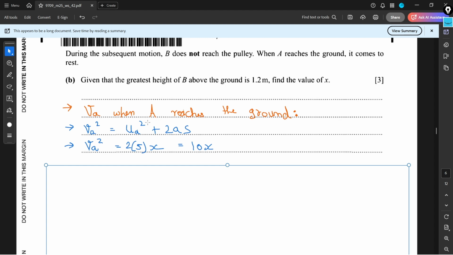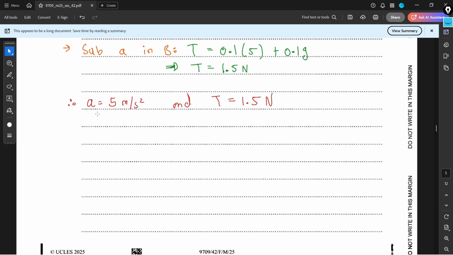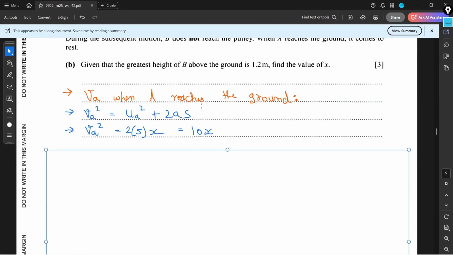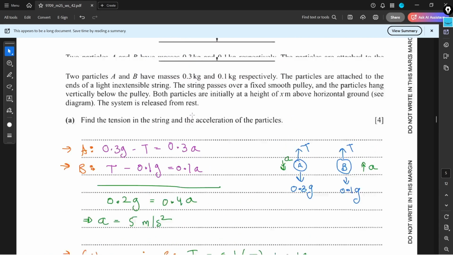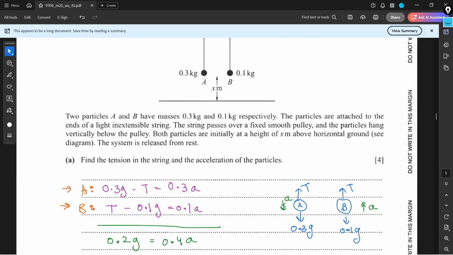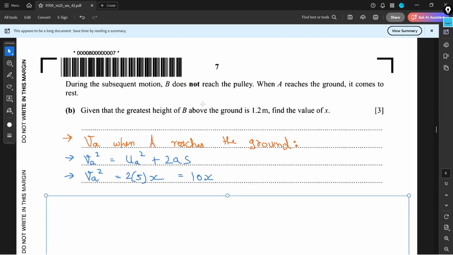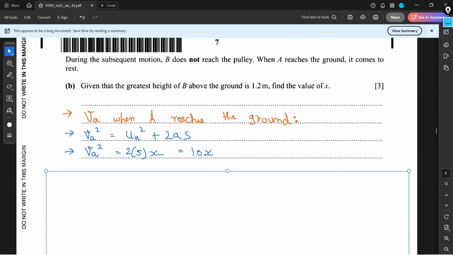In this process, I know that the initial value of the velocity is going to be 0. The acceleration, because it's traveling under the influence of the tension between particle A and particle B, is the value we found in the previous part, 5 meters per second squared. And the distance it's going to travel just before it hits the ground is x meters. Therefore, utilizing the formula v squared equals u squared plus 2as, I can say that vA squared equals 10x.